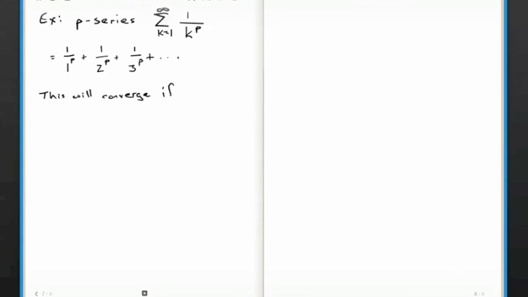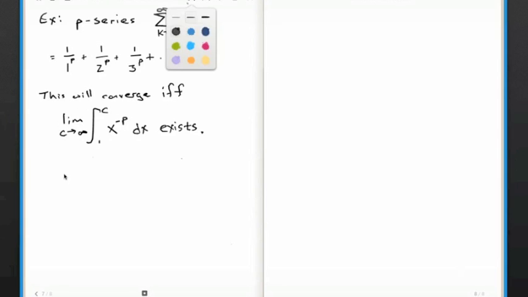Converge if and only if, that's if with two f's, the limit as some c approaches infinity of the integral from 1 to c of x to the negative p dx exists. This is my improper integral here; instead of writing 1 over x to the p, I'm going to write x to the negative p. So this integral has to converge in order for this series to converge.